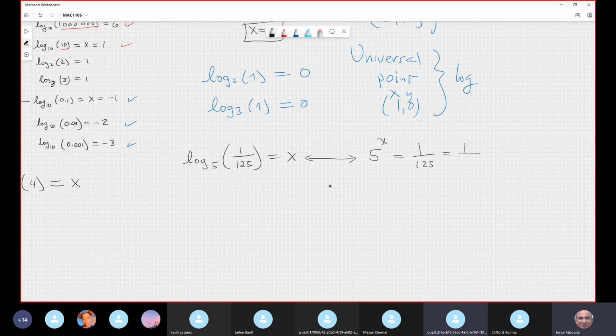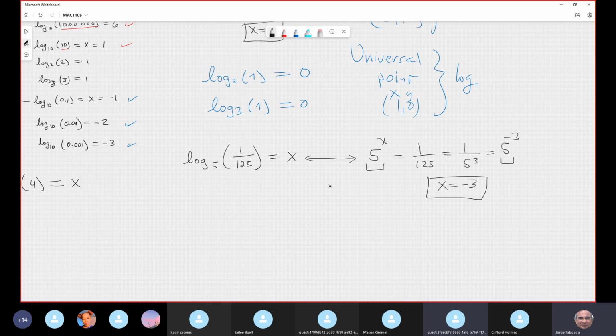Okay, 5 cubed: 5 times 5 is 25, 25 times 5 is 125. Go ahead, perfect. And this reciprocal, see, reciprocal is negative. You can write 5 to the negative 3. If the base is the same, the exponent is the same. The answer is negative 3 in this example.